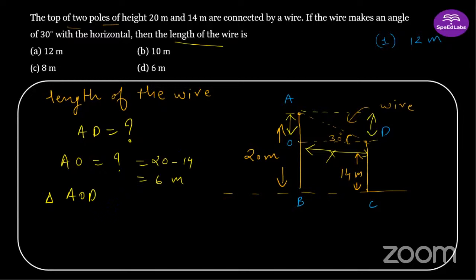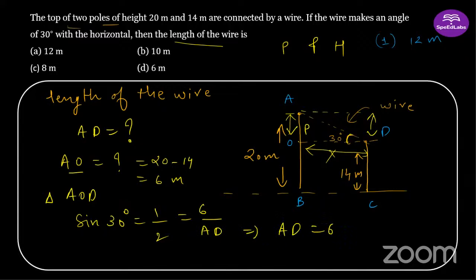So in triangle AOD, we know this perpendicular, and the hypotenuse needs to be found out. The angle is known. So what is the particular ratio we would be using between P and H? Sine 30. So sine 30 would be equal to 1 by 2, and this is equal to AO upon AD, that is 6 upon AD. So this gives me AD is equal to 6 into 2, that is 12 meter. So perfect answer this is. I hope everyone understood the question and answer as well.